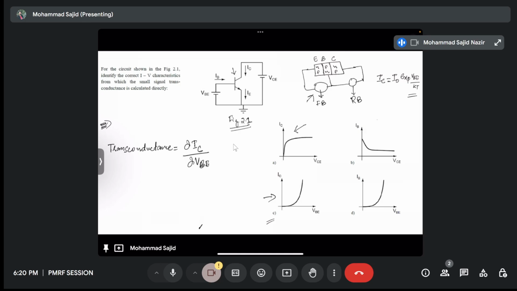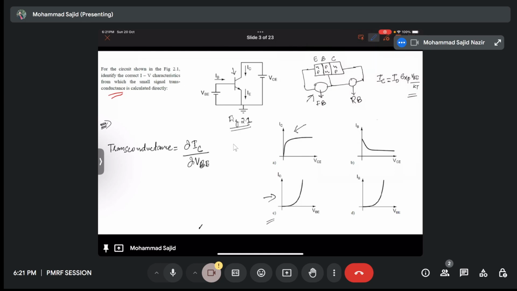Okay, so in the next week, we discussed the BJT, and the problem here is that we need to find the transconductance. So the transconductance is given by this formula, dIC by dVBE.